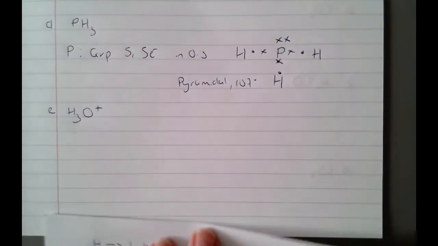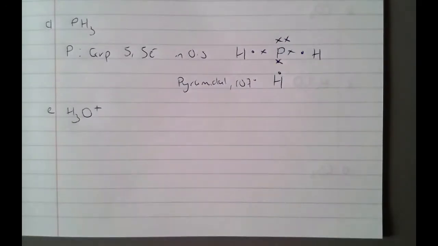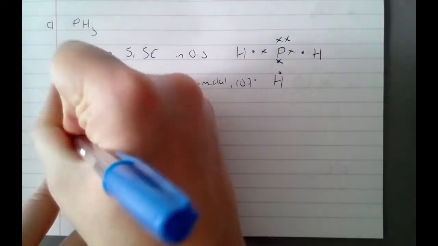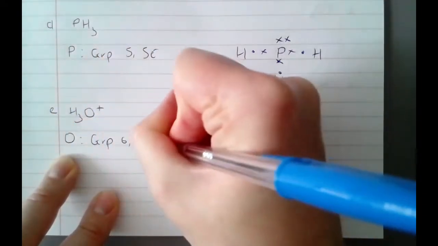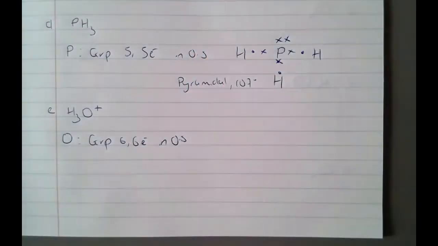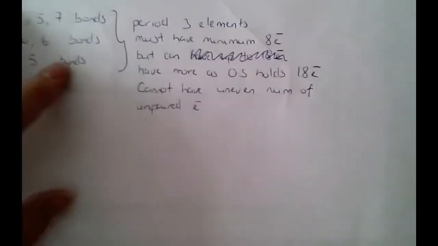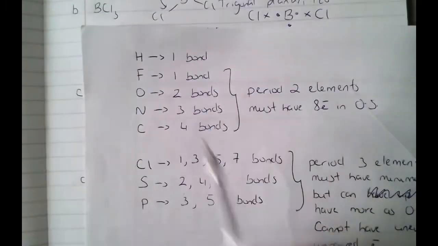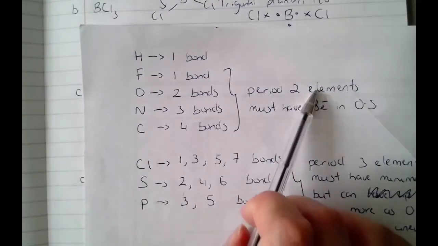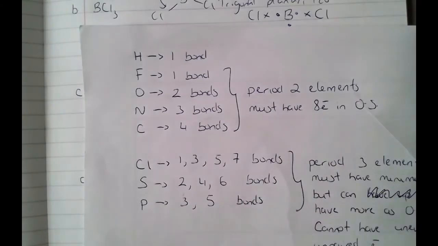The next one here is a little bit different. I've got H3O+. Oxygen's my central atom. Oxygen's in group 6. It's got 6 electrons in its outer shell. And I've got a few notes written here about oxygen. I'm saying that oxygen can only form 2 bonds because it's a period 2 element and it must have 8 electrons in its outer shell.